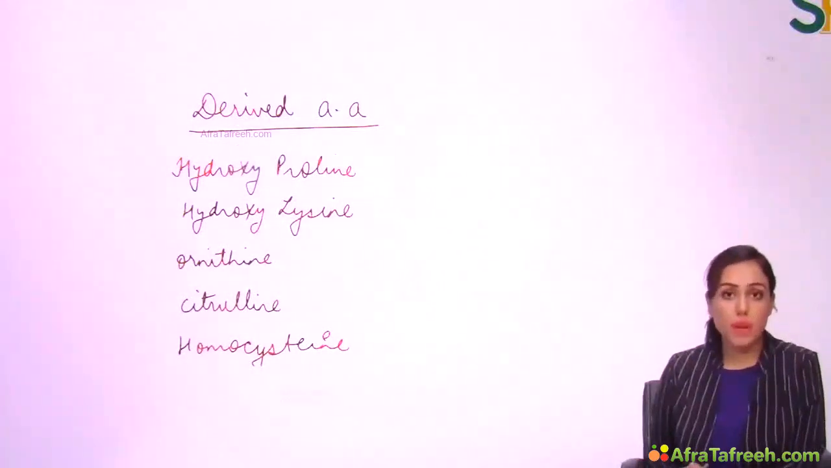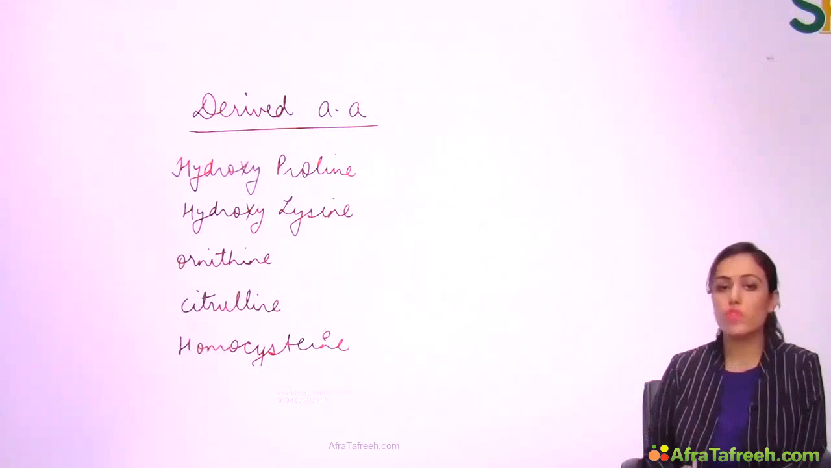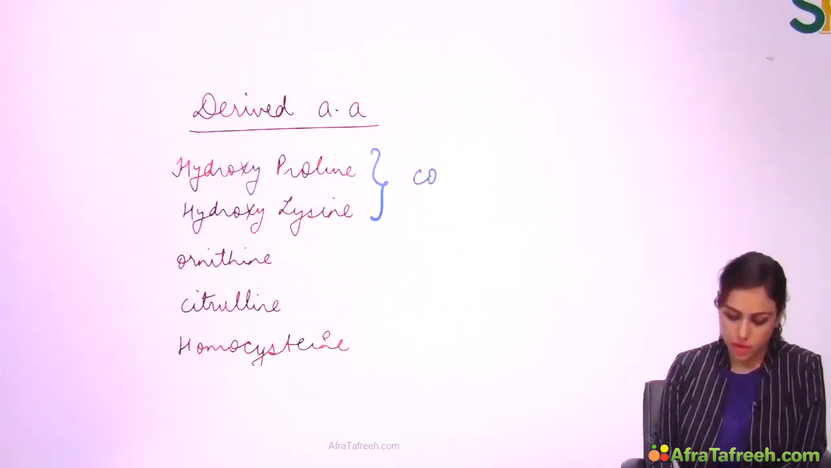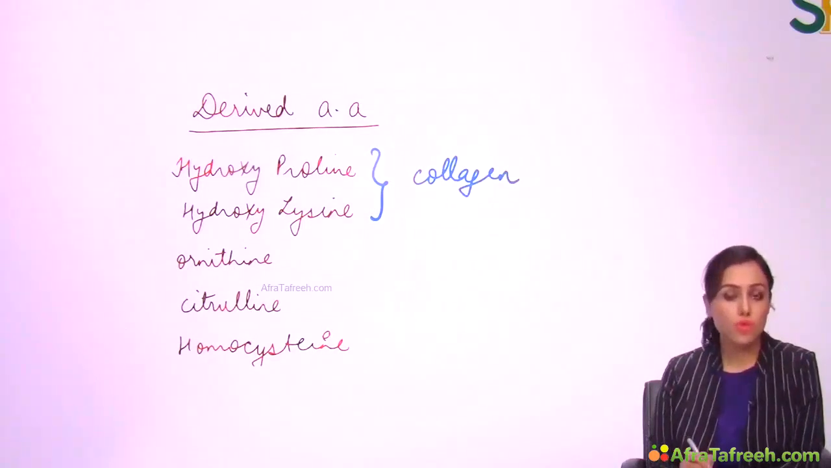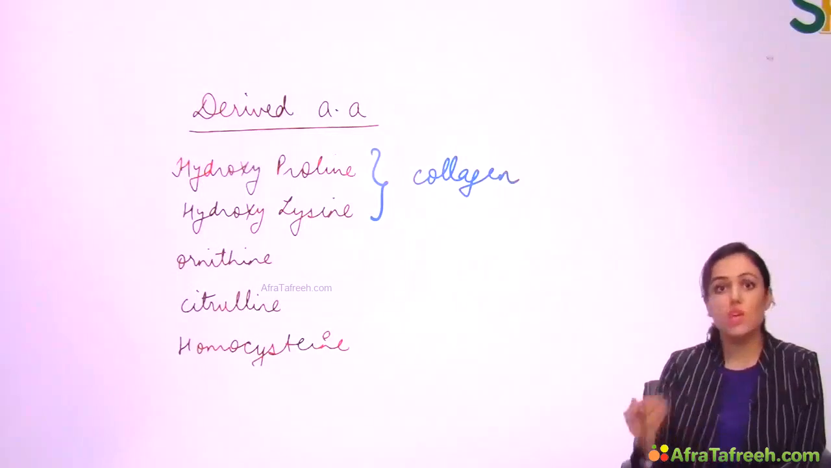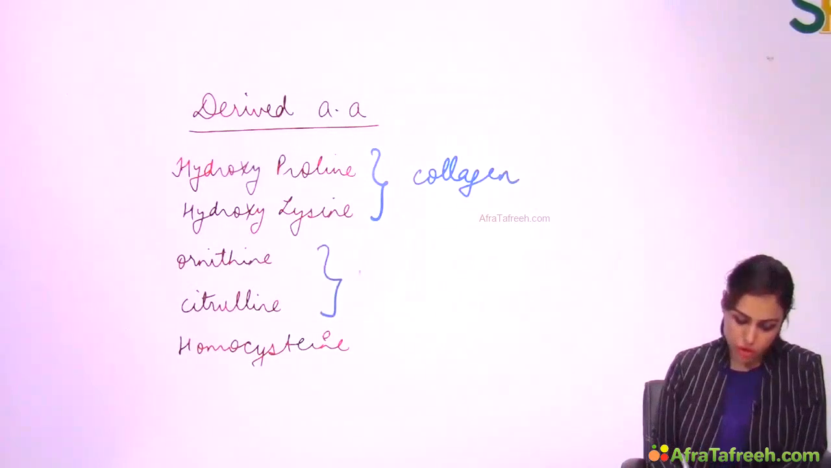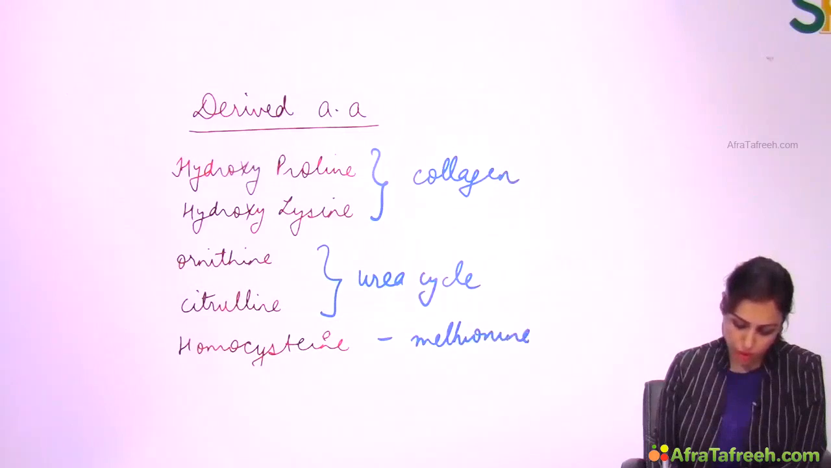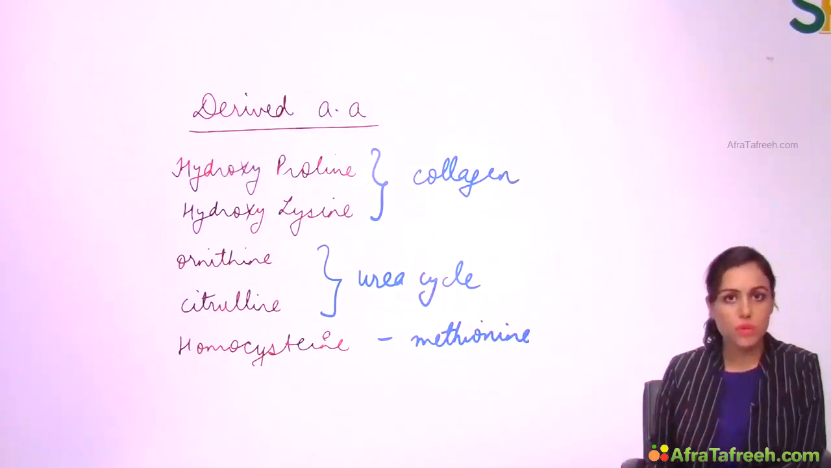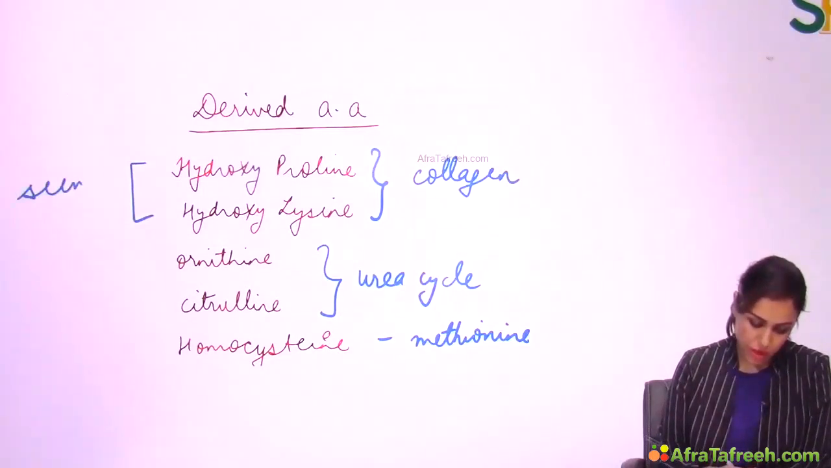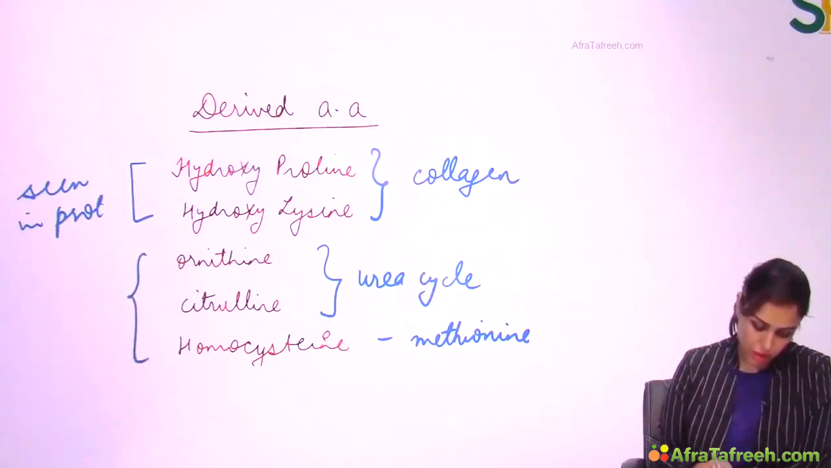Now let's also see derived amino acids. Derived amino acids are those amino acids which do not come from codons. Let's see the examples. Hydroxyproline and hydroxylysine are found in collagen, and they are post-translational modifications of proline and lysine, done by hydroxylation, right? The other two, ornithine and citrulline, are involved in the urea cycle. Homocysteine is involved in methionine metabolism, and homocysteine can further be converted to cysteine, right? Now, the first two derived amino acids are seen in proteins, but these three derived amino acids are not present in proteins, right?